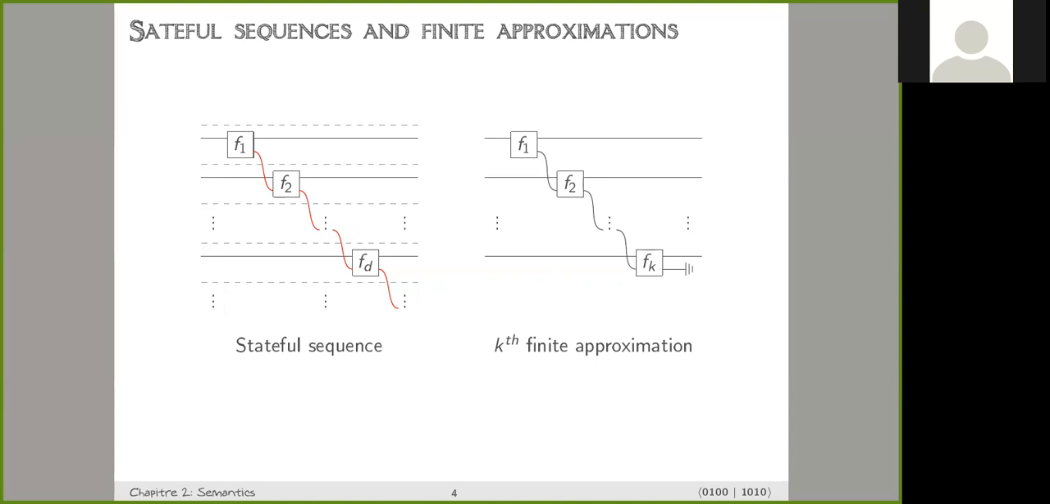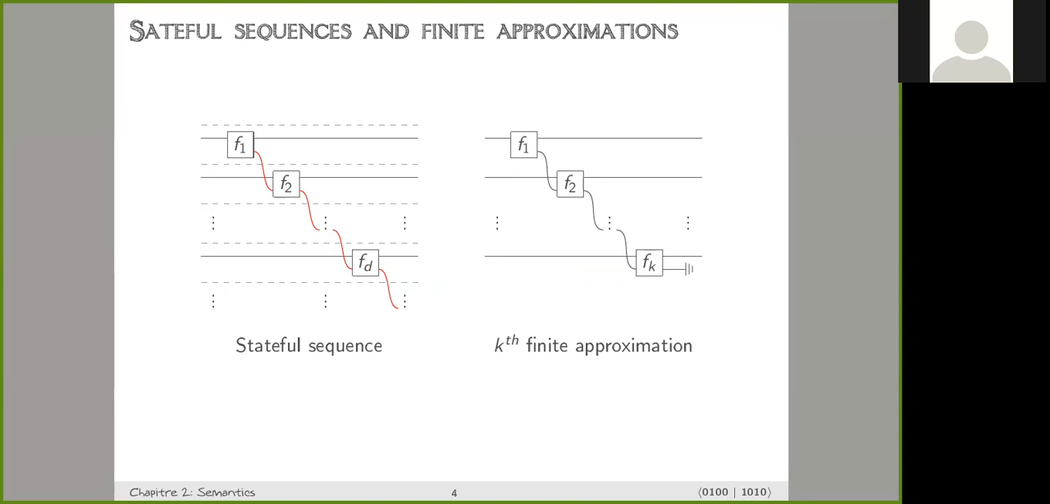And if you want to get an idea of what the infinite circuits look like, each time you will plug the future outputs of tick K into the past inputs of tick K plus 1. And then you can build your infinite circuits like this. So this is the stateful sequence interpretation. And this corresponds, in fact, exactly to our diagrams, to our circuits.